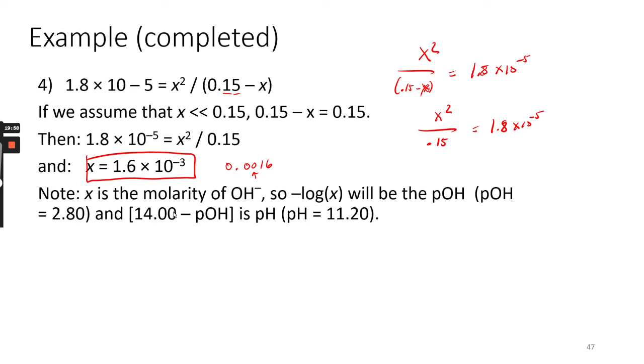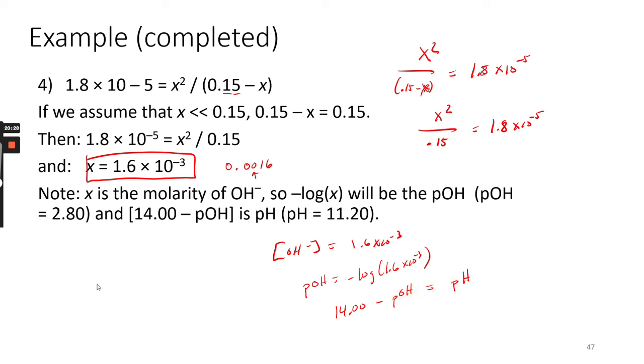We calculated x. But what was x? x was the concentration of hydroxide. And we are looking for pH, right? So there's two ways you could do this. One, you could take the negative log of this, and that'll give you pOH. And then you do 14 minus pOH, and that would give you your pH.